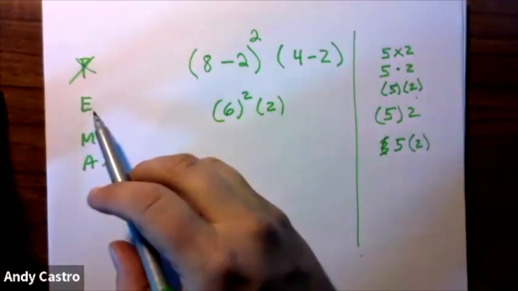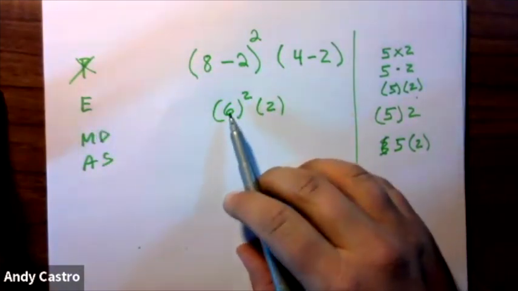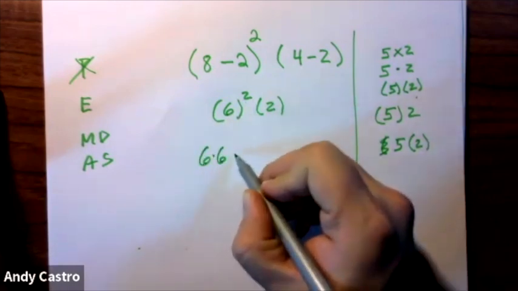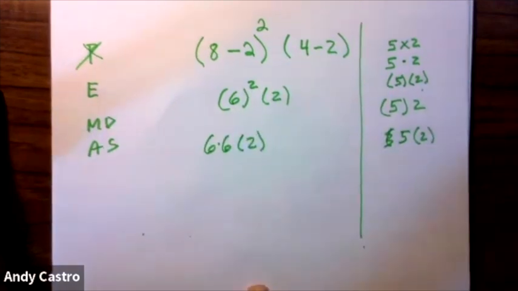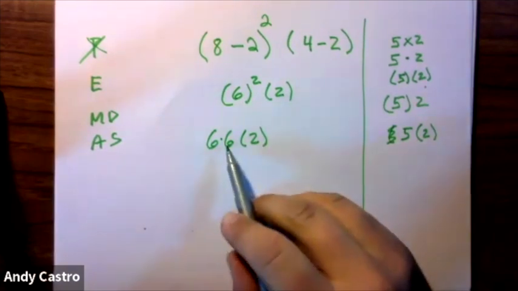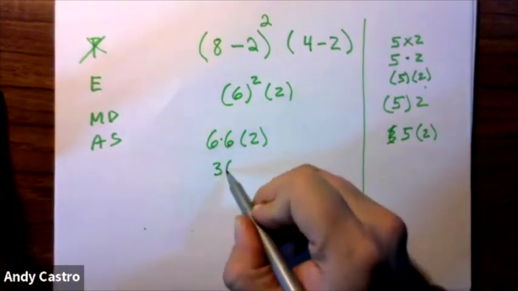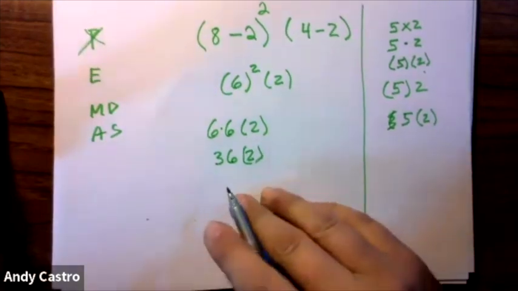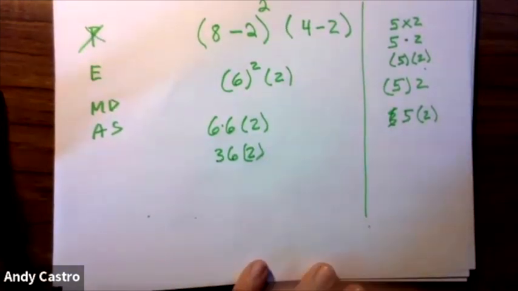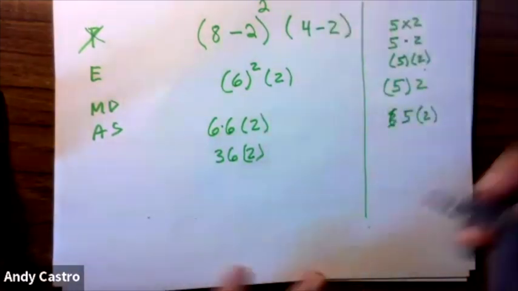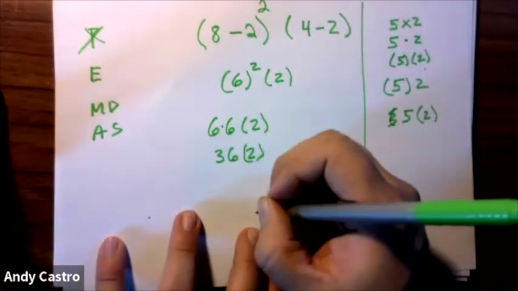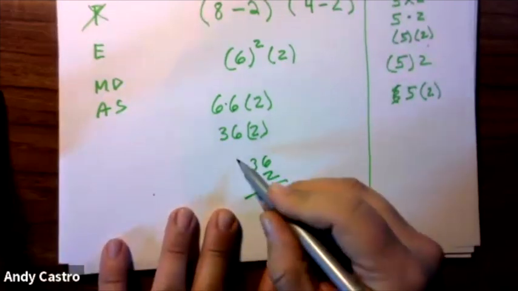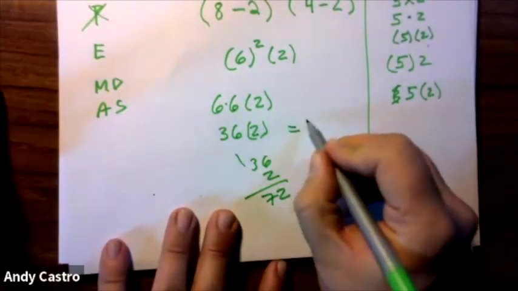Next are exponents. And I have one exponent, 6 to the second power. So that is 6 times 6 times 2. Okay, 6 times 6 is 36. Now, all I have left is 36 times 2. I'm going to work out 36 times 2 here. So 72.